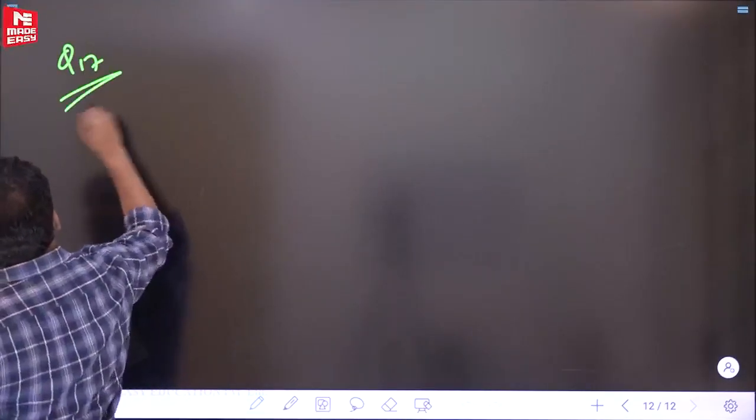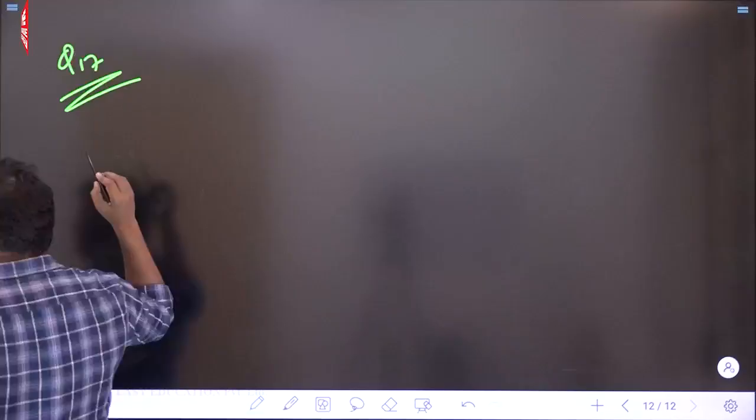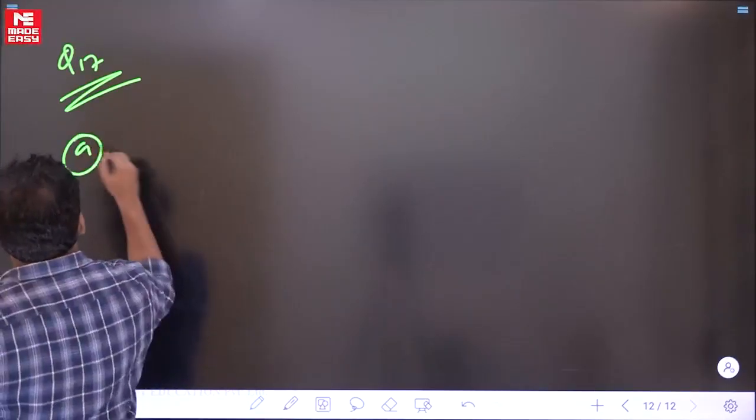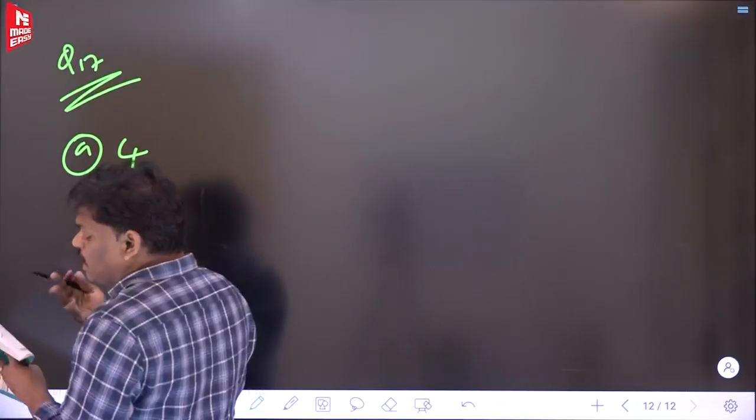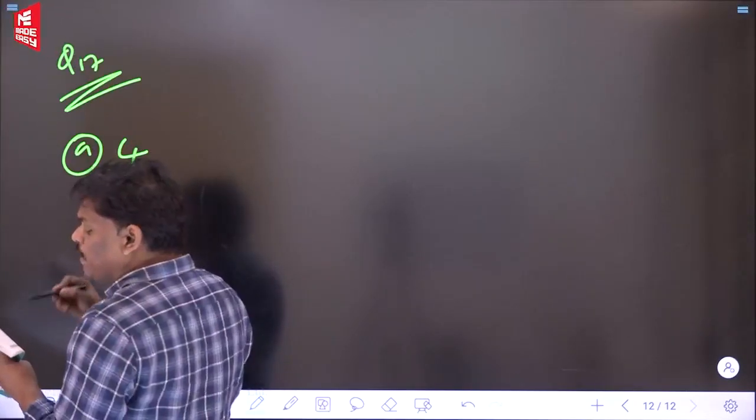Question number 17. What is the answer? The answer to question number 17 is going to be A, 4. Some people are asking, sir, how? Because he is asking minimum. The sorting algorithm name is also not mentioned. Minimum number of comparisons required.